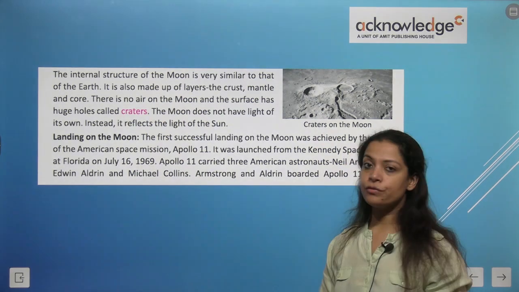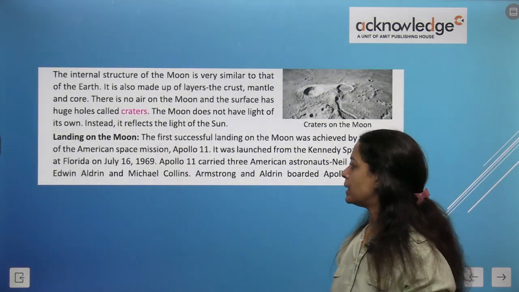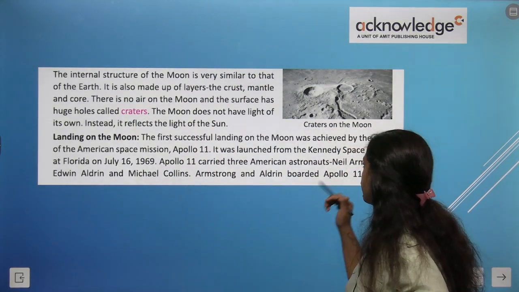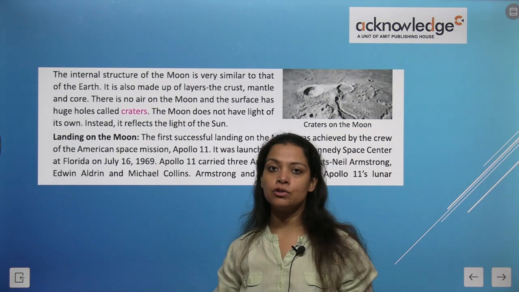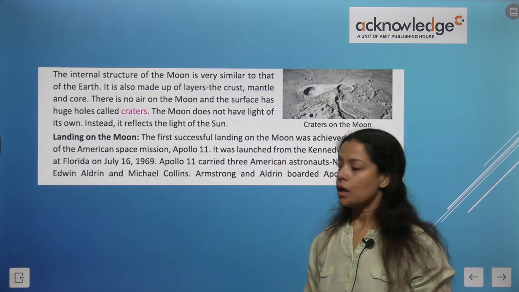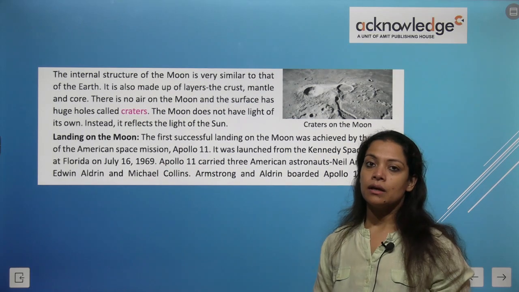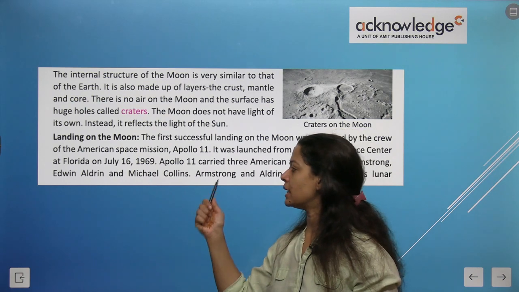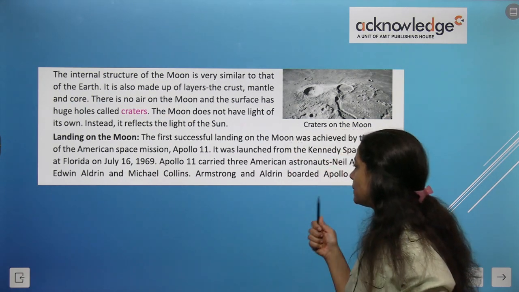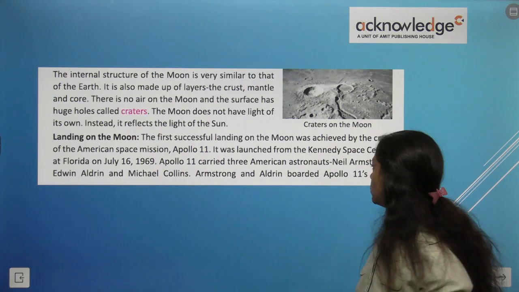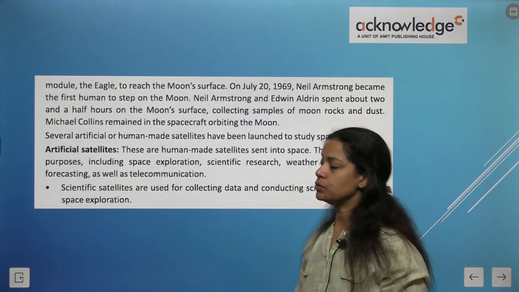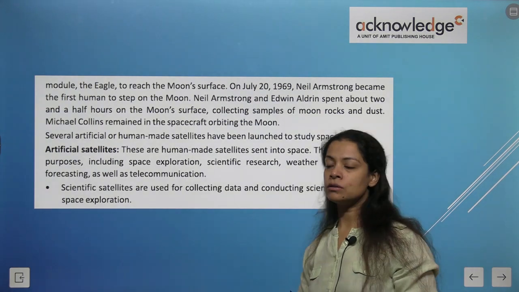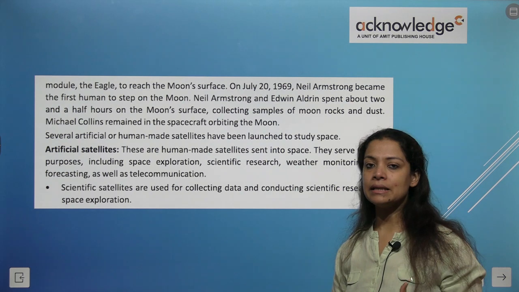Now, landing on the moon. The first successful landing on the moon was achieved by a crew of an American space mission called Apollo 11. It was launched from the Kennedy Space Center in Florida on July 16, 1969. Apollo 11 carried 3 American astronauts: Neil Armstrong, Edwin Aldrin, and Michael Collins. Armstrong and Aldrin boarded Apollo 11's lunar module, the Eagle, to reach the moon's surface. So it was the first to land on the moon, in the year 1969.